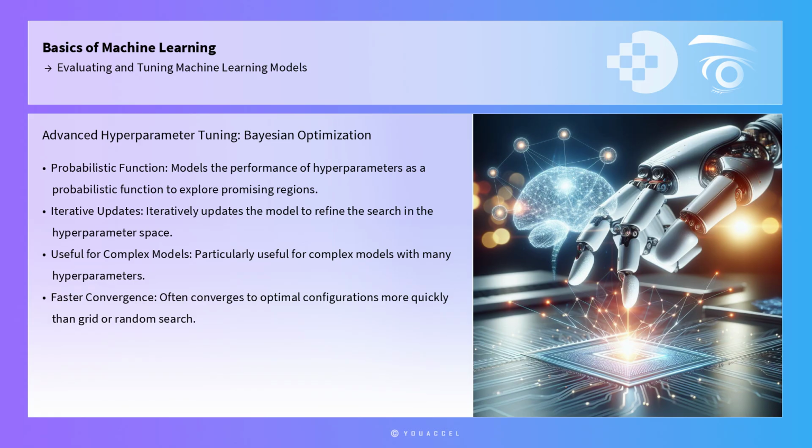Another advanced approach to hyperparameter tuning is Bayesian optimization, which models the performance of the hyperparameters as a probabilistic function and iteratively updates this model to explore promising regions of the hyperparameter space. This method is particularly useful for complex models with many hyperparameters, as it often converges to optimal configurations more quickly than grid or random search.